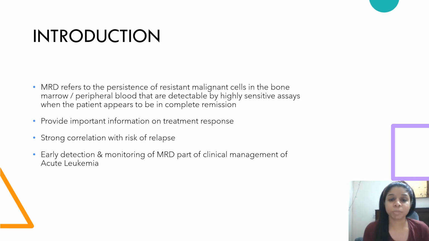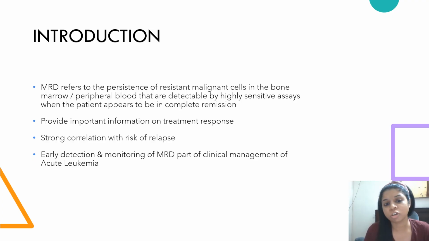So MRD is the persistence of these resistant malignant cells either in the bone marrow or in the peripheral blood. They are resistant because we will already have given the patient chemotherapy, that is the induction phase itself. We check after the induction phase whether the malignant cells are disappearing or not. If the MRD detection is positive after the induction phase, then those malignant cells are resistant to the treatment, and you might have to go for another protocol, change the treatment, or increase the treatment, that is, intensify the dose, etc.